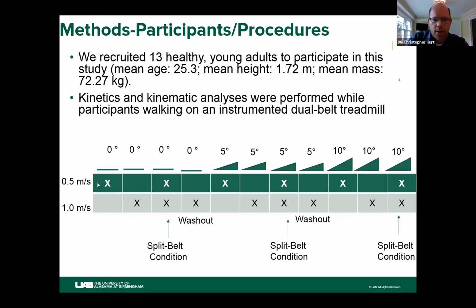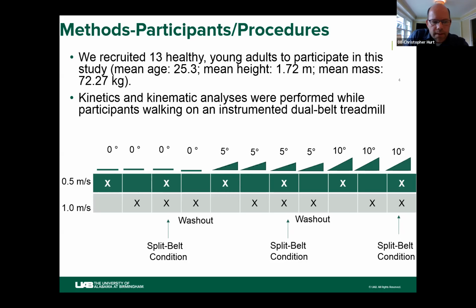We recruited 13 healthy young adults to participate in this study. And we performed kinetic and kinematic analysis while participants walked on an instrumented dual belt treadmill. Individuals were instructed to avoid using the handrails for the whole time that they were on the treadmill. Along the bottom is the schematic of our methods. We had individuals walking at 0.5 and 1 meter per second. Individuals walked at a tied condition at 0.5, tied condition 1 meter per second, a split belt condition, and then we allowed for a washout. We repeated this at 2 different slopes at 5 and 10 degrees.